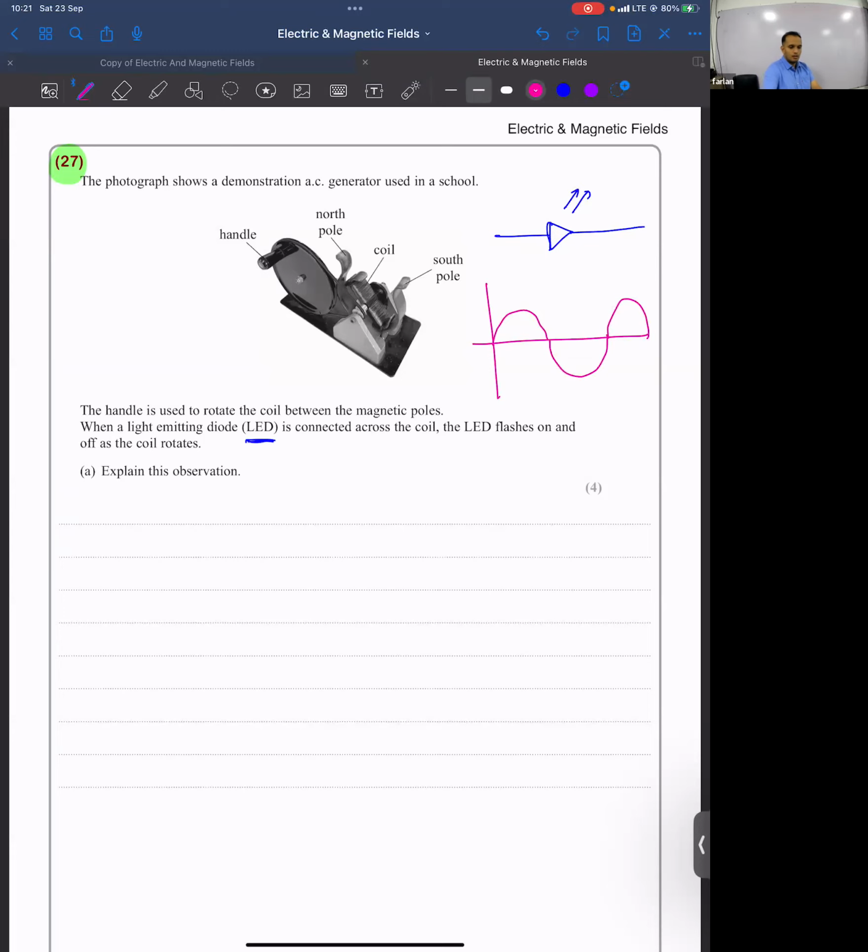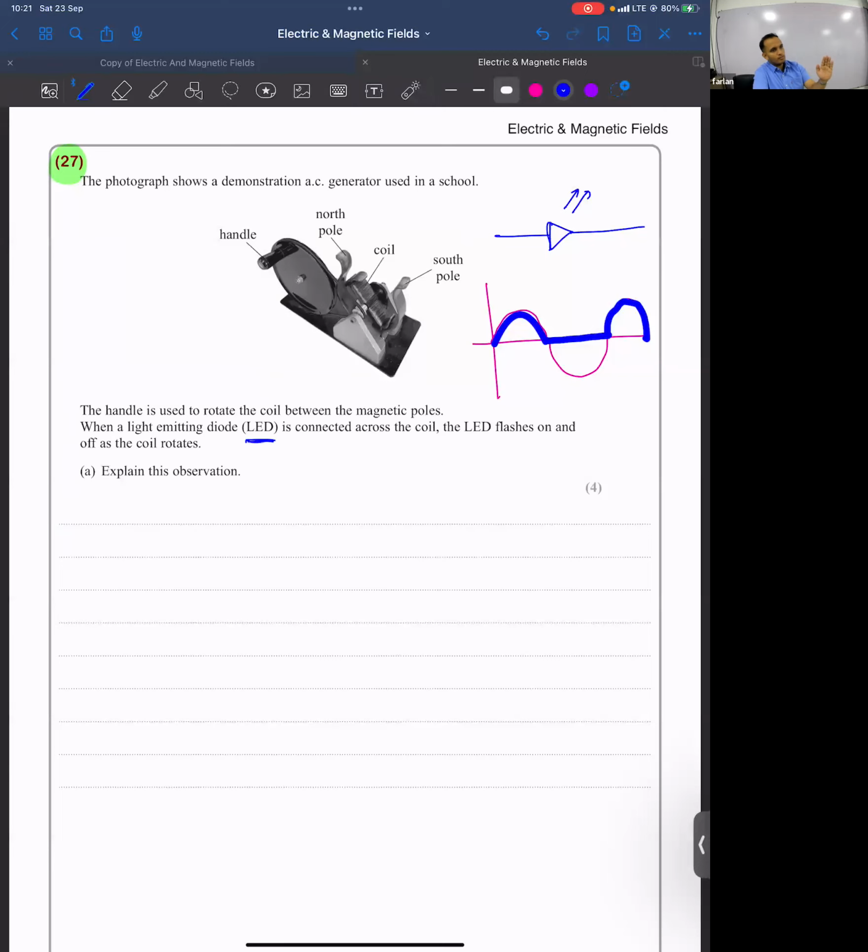Okay, but the LED will function only when the current passes through it in one direction. Let's say it allows the current to pass in this direction. Then in this direction, the current through the LED will be zero. Again, the next half of the period, there will be a current. So the LED will allow current to pass through it only in one direction.